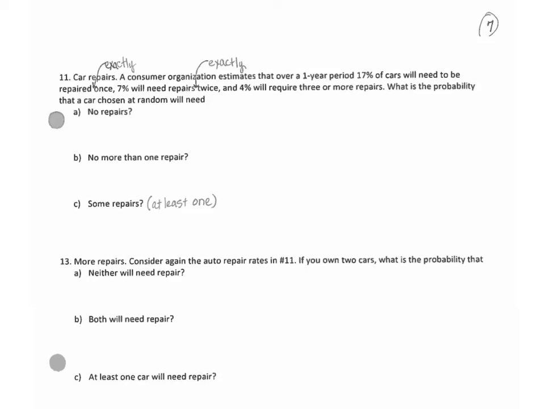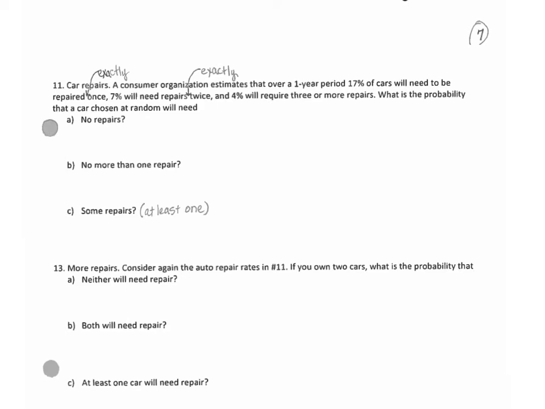Number 11. A consumer organization estimates that over a 1-year period, 17% of the cars will need to be repaired one time. So the probability of one repair is 0.17. Sometimes I write these as decimals, sometimes percent, sometimes fractions. The probability it needs 2 repairs is 7%. And the probability that it needs 3 or more repairs is 4%. So that's what the problem says. So these are all of the repairs.